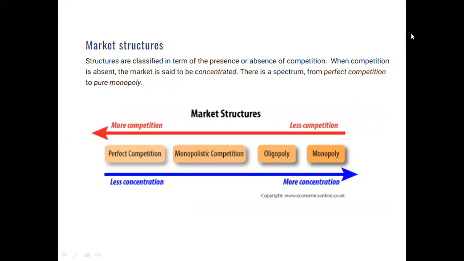When competition is absent, the market is said to be concentrated. Like we can see, less competition, the market is more concentrated. So here we have monopoly, and the spectrum is spreading around from oligopoly to monopolistic and perfect competition, where there is less concentration and more of competition.